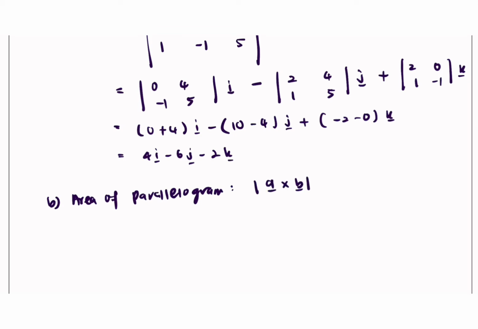Okay, so saya cari dia adalah square root kepada 4 squared plus negative 6 squared plus negative 2 squared. Okay, tekan je calculator. So kita dapat sini adalah 2 times square root 14.